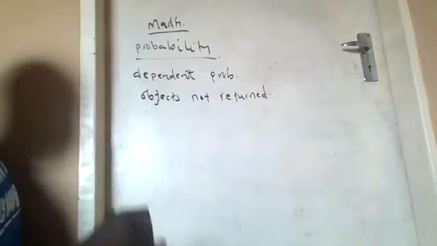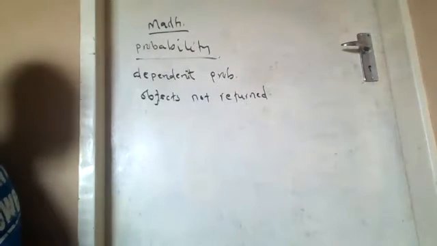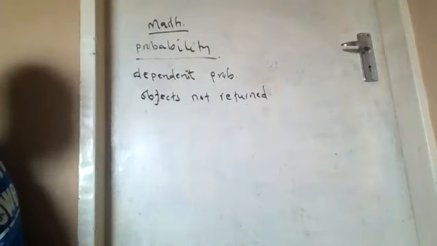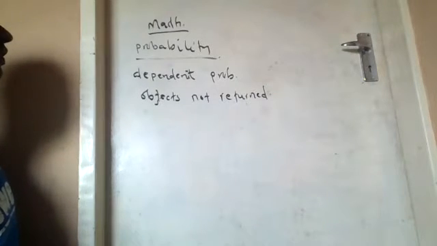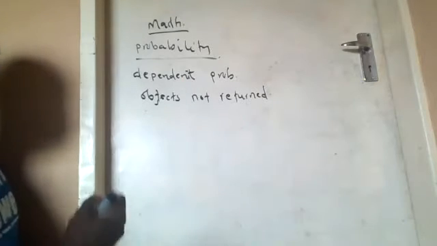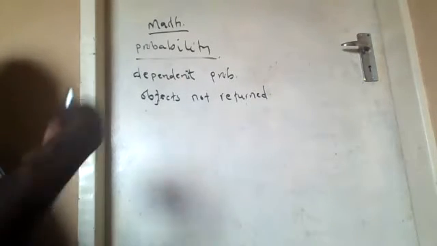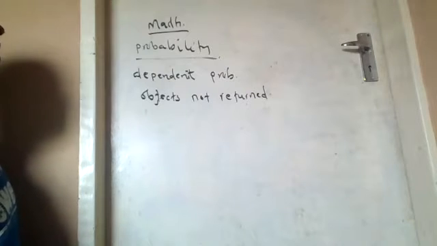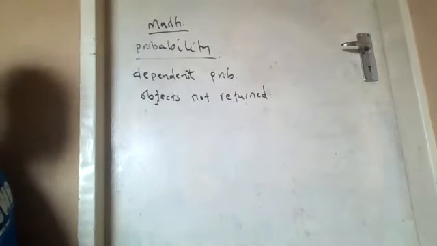Because they are not returned, the total number of objects at the end of the day won't be the same. If there were 10 and one is taken out of the source without being returned, the total will no longer be 10, but 9. Why? Because the entities depend on one another. That's why we call it a dependent probability.